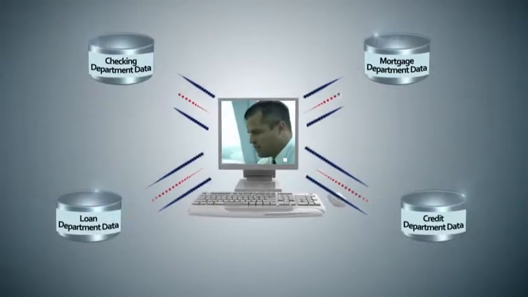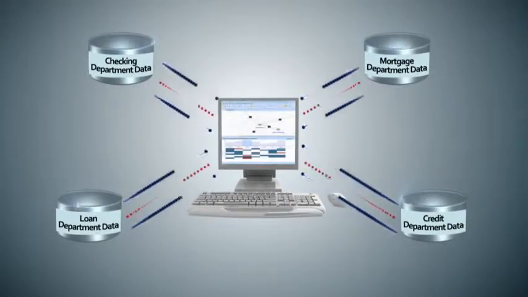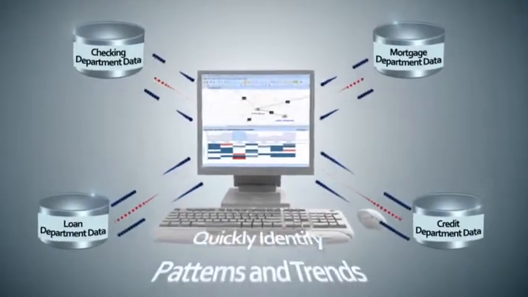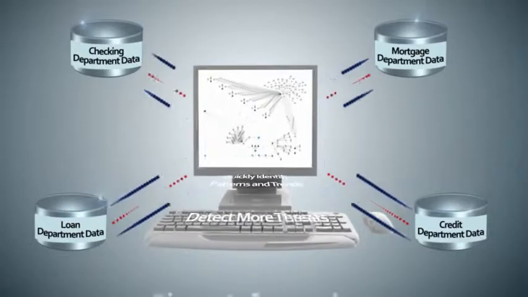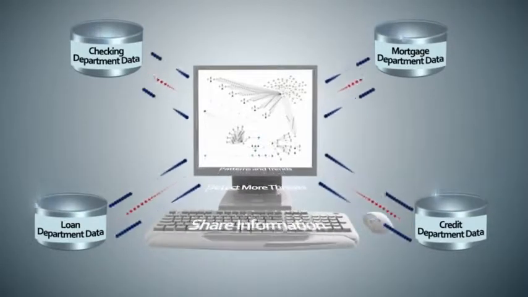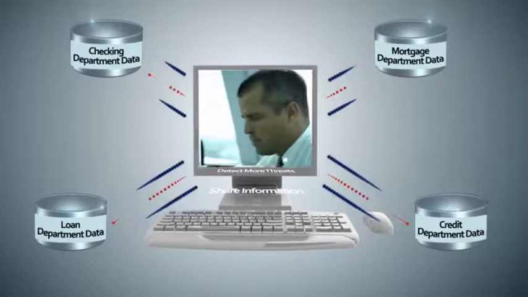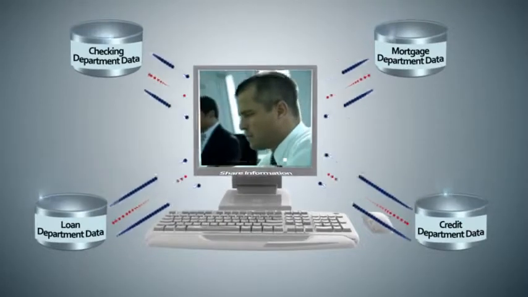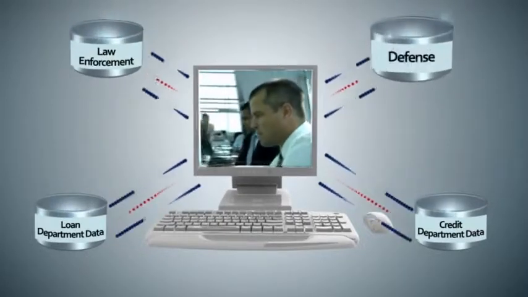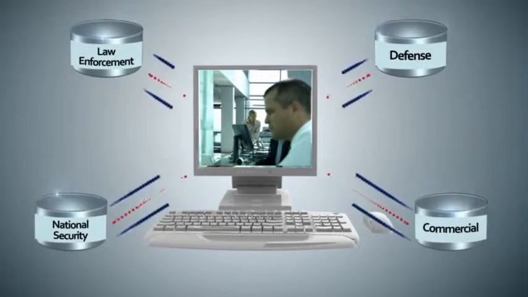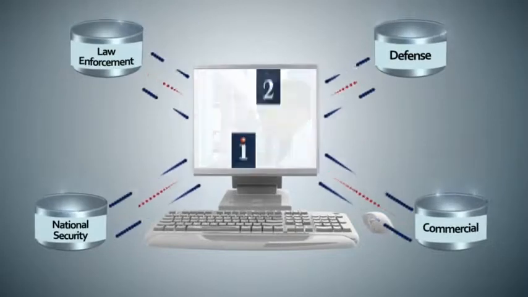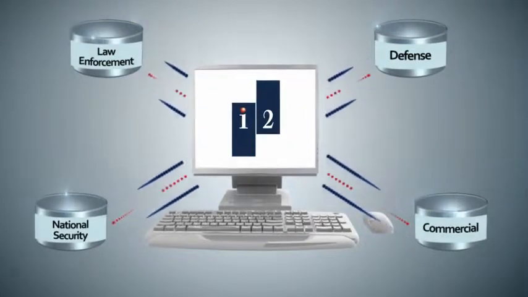But with I2 technology, you will be able to break through those silos and access, organize, and transform that data into patterns, trends, and insights, providing you with a complete picture and leaving fraudsters nowhere to hide. After all, it's the same technology that law enforcement, defense, national security agencies, and the commercial sector around the world rely on today to deconstruct criminal networks and find entities of interest.